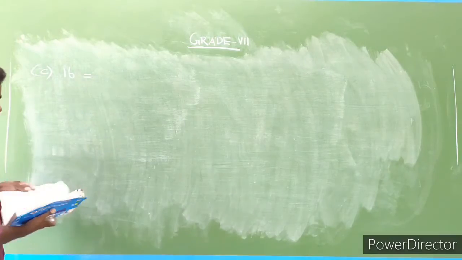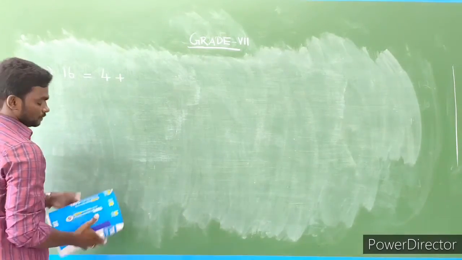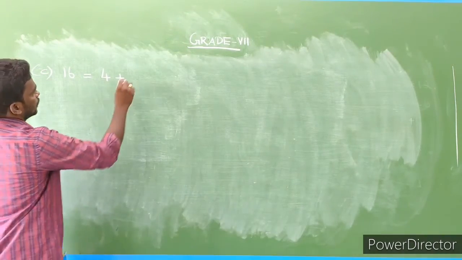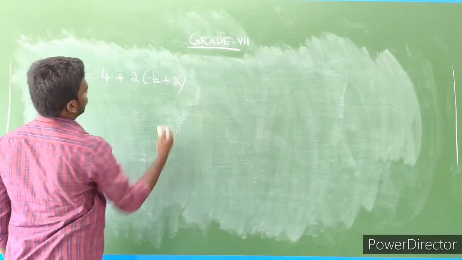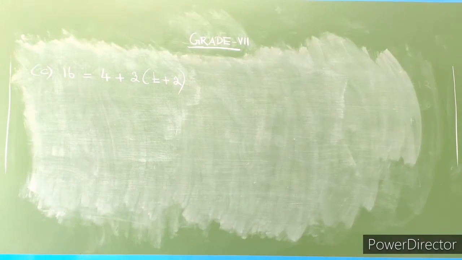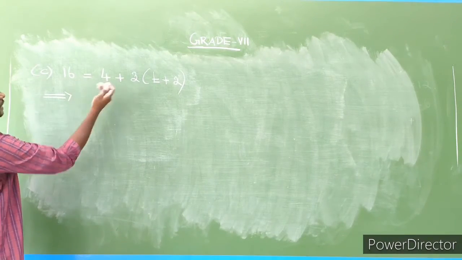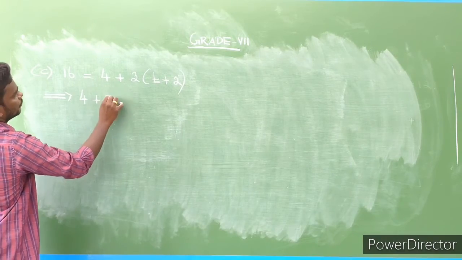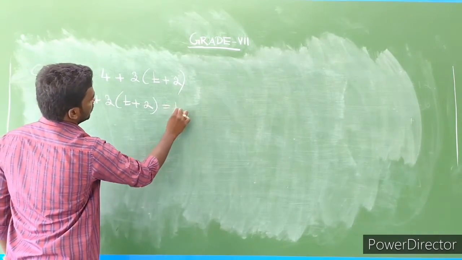16 is equal to what is that? 4 plus 3 into t plus 2. 16 is equal to 4 plus 3 into t plus 2. How to solve this? Which implies we can interchange the LHS and RHS value. 4 plus 3 into t plus 2, which is equal to what is that? 16.